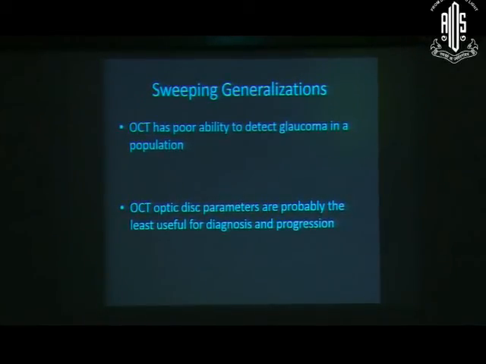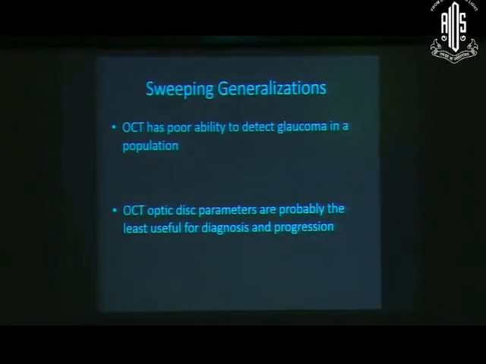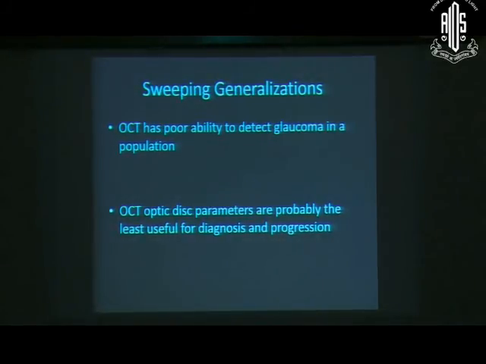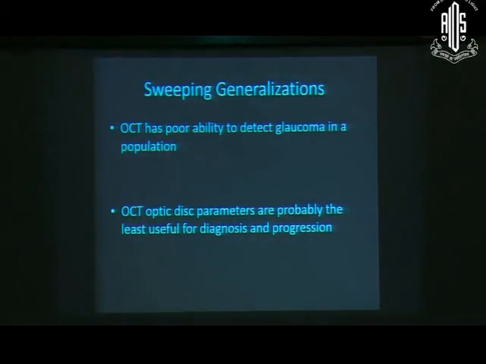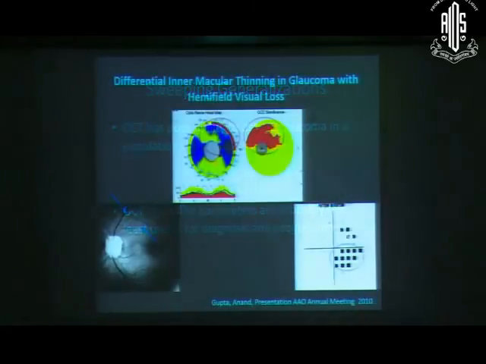I think this is going to be a little bit of a repeat, and I'm making some very sweeping generalizations here. The OCT should not be used to detect glaucoma in a population, and of all the OCT parameters, the optic disc parameters are probably the least useful. So based on this premise, I'm just going to go quickly through some interesting work in the literature.